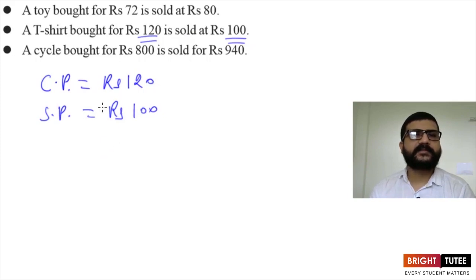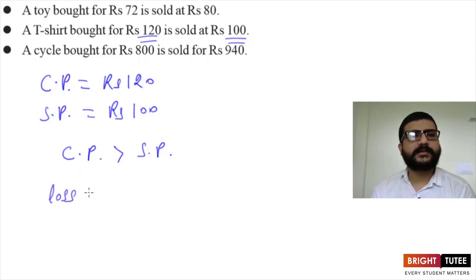Now what do you think? Which one is greater this time? CP or SP? As we can see, 120 is greater than 100. So it means CP is greater than SP. Now if CP is greater than SP, that is, the cost price is greater than the selling price, what do you think? Is it a case of profit or loss? It is a case of loss.